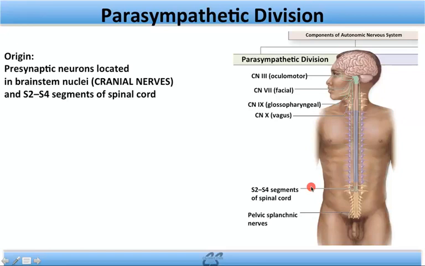Let's take a look at what this looks like. Again, we're going to get our first neuron, our presynaptic or preganglionic, from the brainstem. Again, cranial nerves 3, 7, 9, or 10. And we get also the first neuron from a different area, sacral level, S2, S3, and S4.